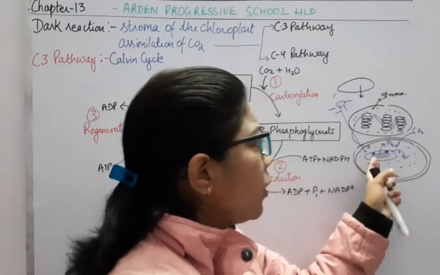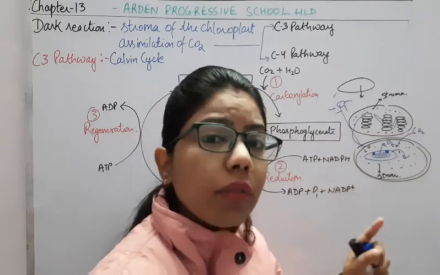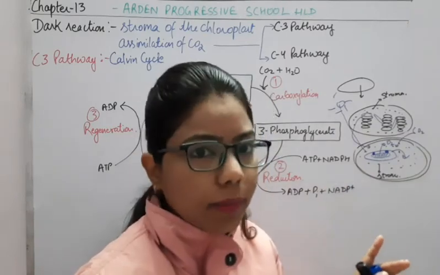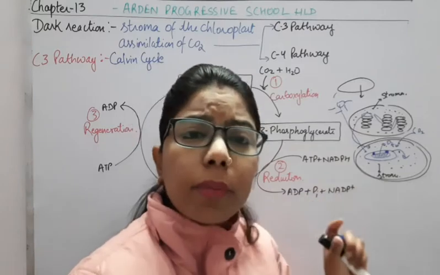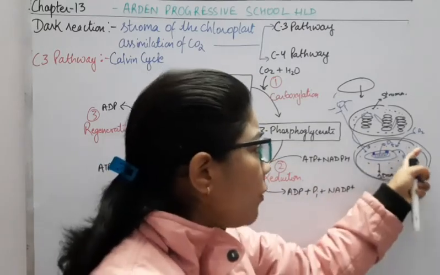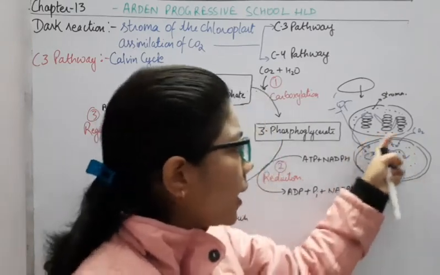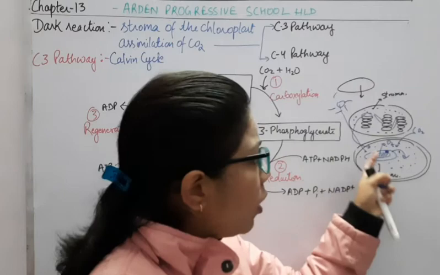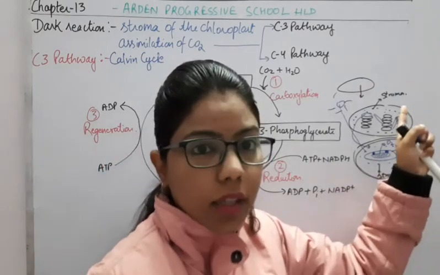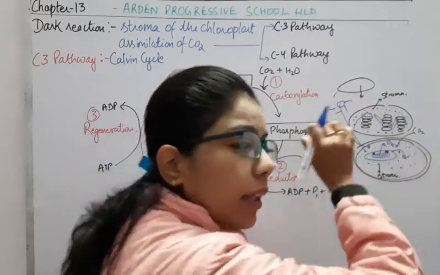So this oxygen will go outside through the stomata if the temperature outside is normal. Okay, if the temperature outside rises, what will happen? The oxygen will get accumulated here, in this stroma, and it will not be able to go outside. Oxygen will not be able to go outside, and CO2 will not be able to enter inside.